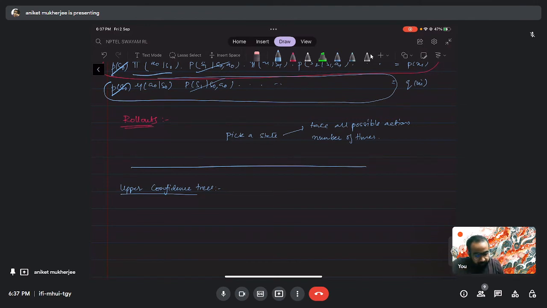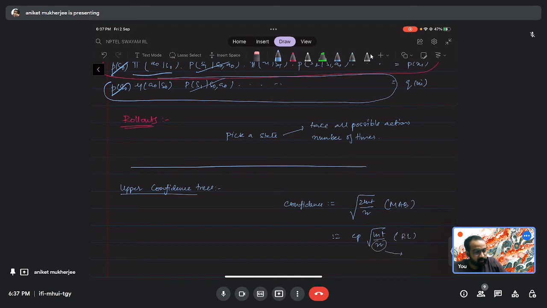So you also had upper confidence trees, right? Similar to UCB, upper confidence bounds, in multi-armed bandits. The confidence term in multi-armed bandit is the square root of 2 ln n over n. Here it becomes Cp times the square root of ln T over N.